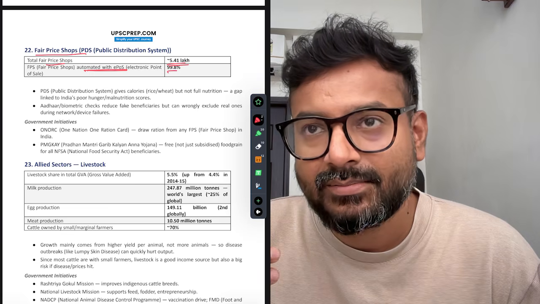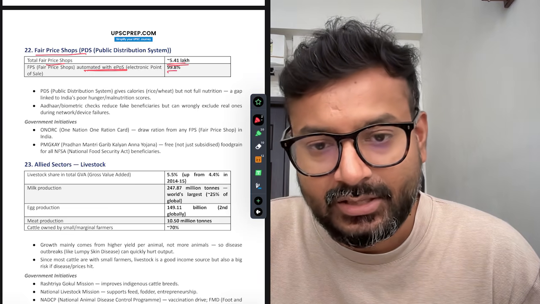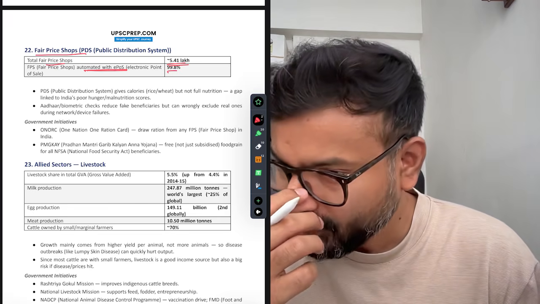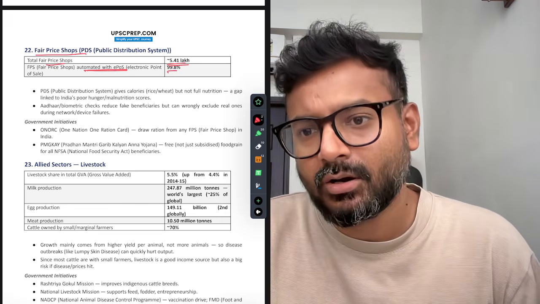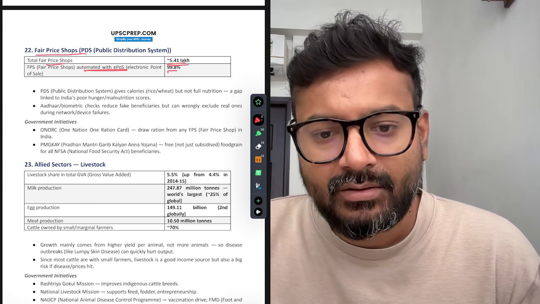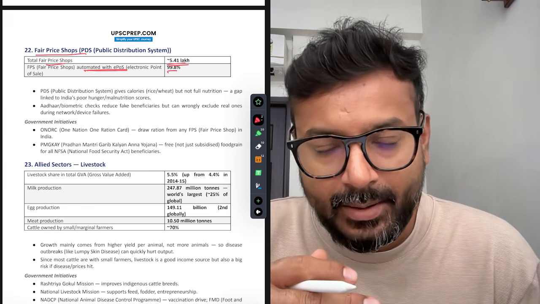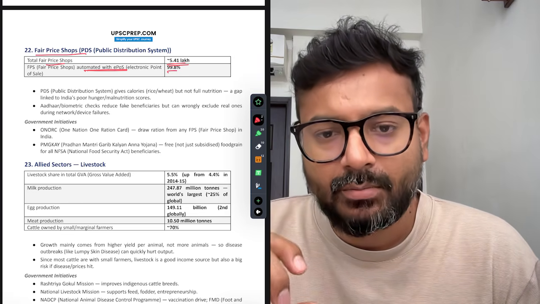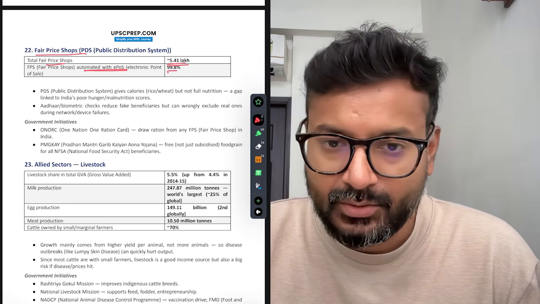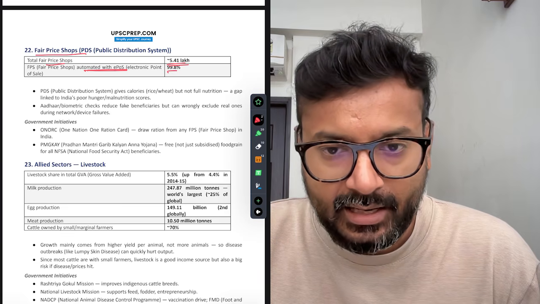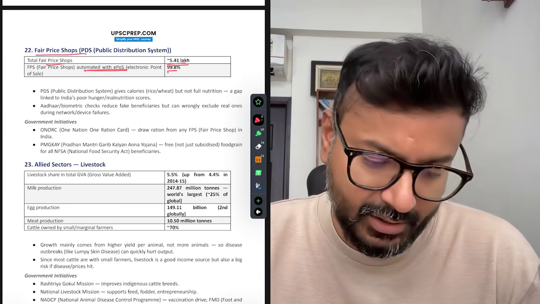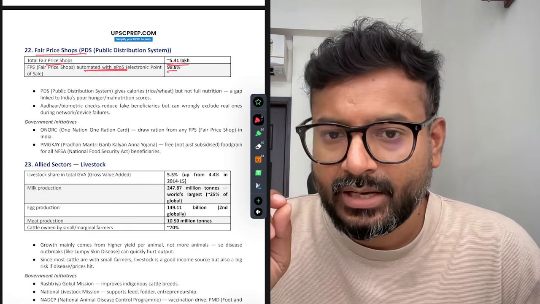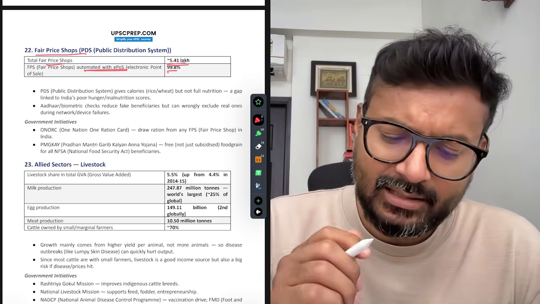Now, this helps in at least ensuring that there are fewer leakages from the fair price shops. Earlier, and even now it happens a lot, a lot of food grains would be diverted and black marketed to the open market, and people would not get subsidized grain from fair price shops. But now, because of the use of Aadhaar, biometrics, and point of sale machines, a lot of this has been reduced.